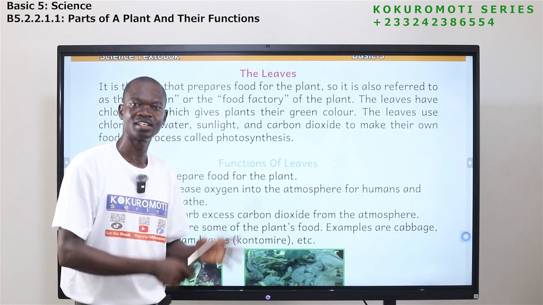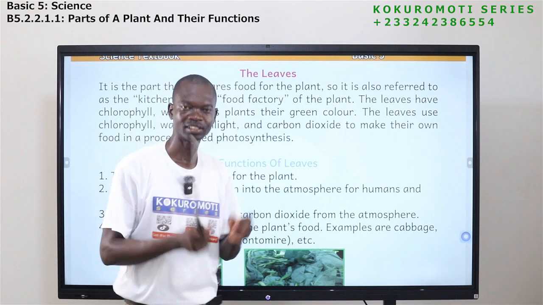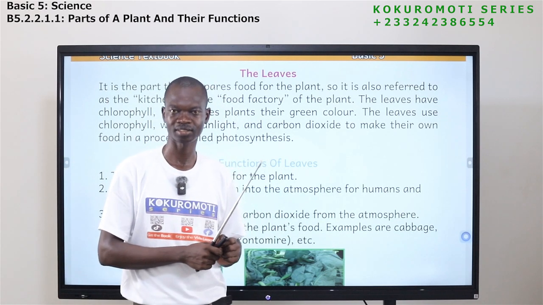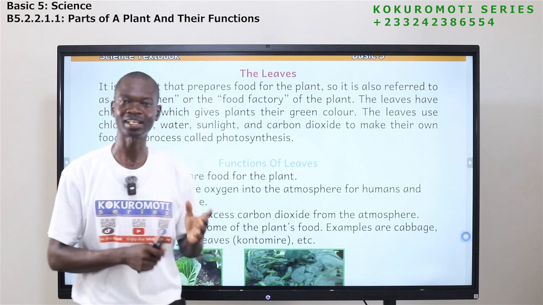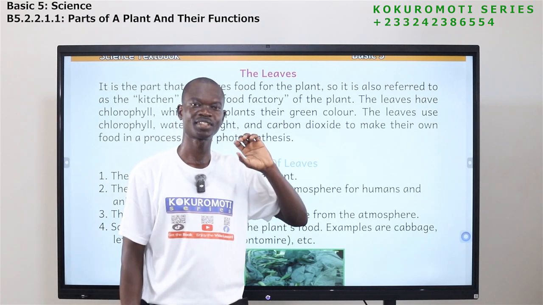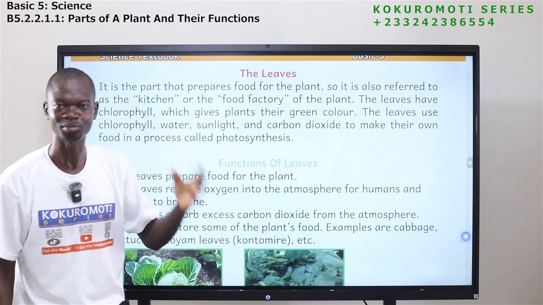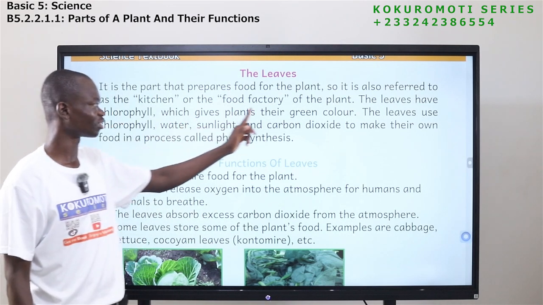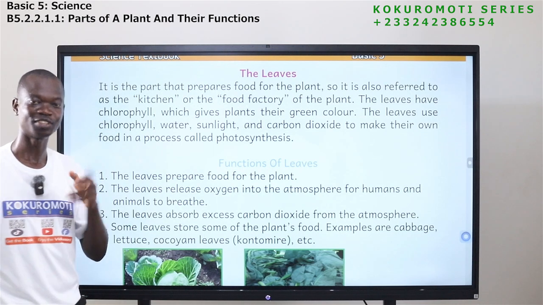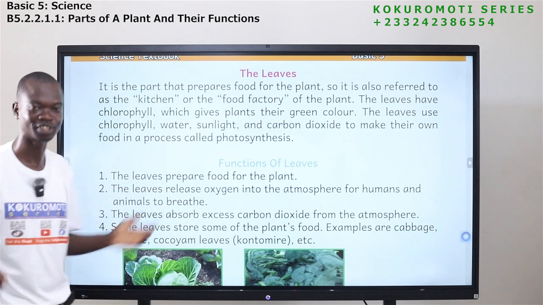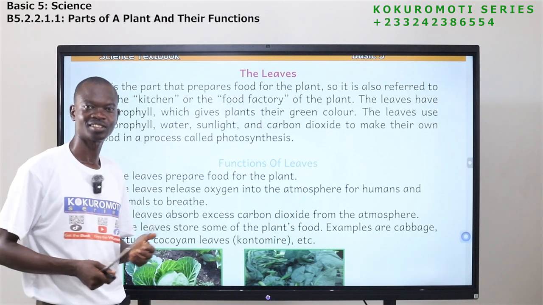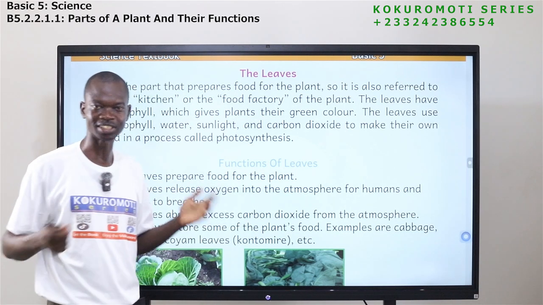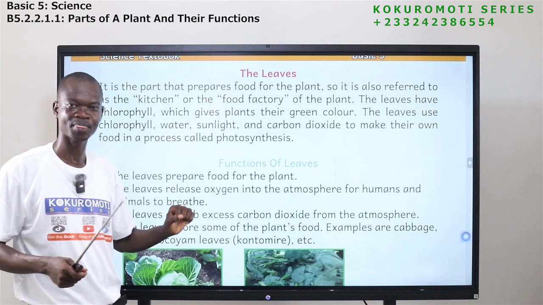Plant leaves are the parts that prepare the food. So photosynthesis happens in the leaves of plants. So we call plant leaves the kitchen, because that is where food preparation takes place. Kitchen or food factory. If they ask you which part of the plant is referred to as kitchen or as food factory, you should be able to tell that it is the leaves.